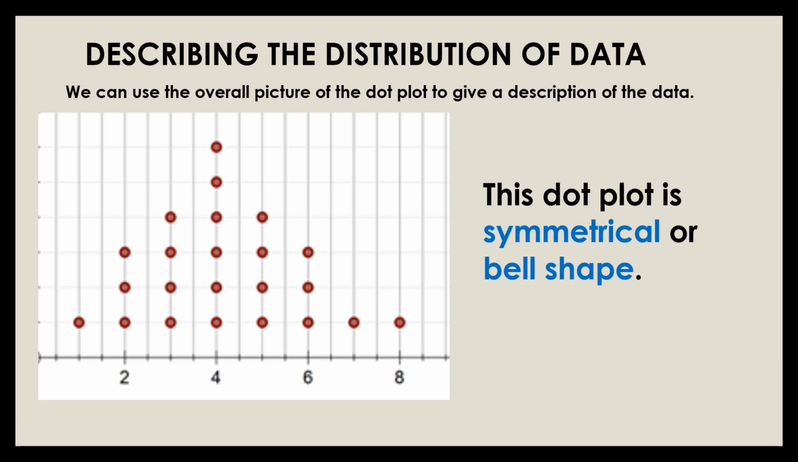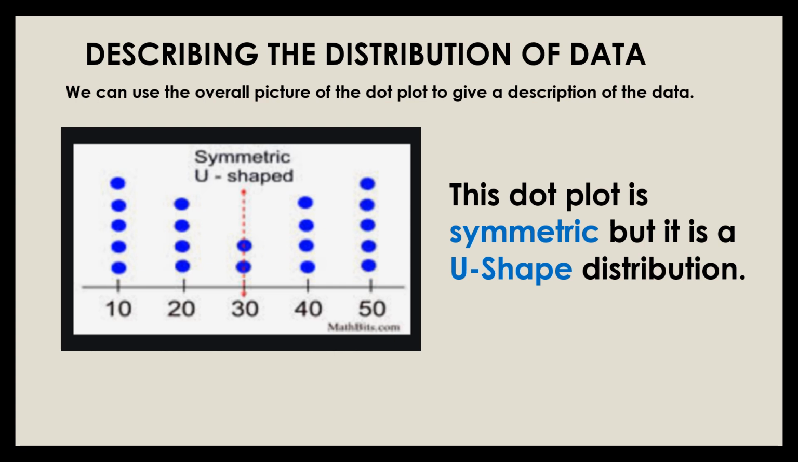Describing distribution shapes. This one is fairly symmetric, which we can also call bell shape, because the highest peak is in the middle and then it tapers off to both sides. If you were to fold it, it would pretty much match up. It's not always going to be identical, but it's going to be very similar. A distribution like this is also symmetric, but it's not bell shape. This is U shape because the tallest bars, or the most frequent values, are on the far ends.